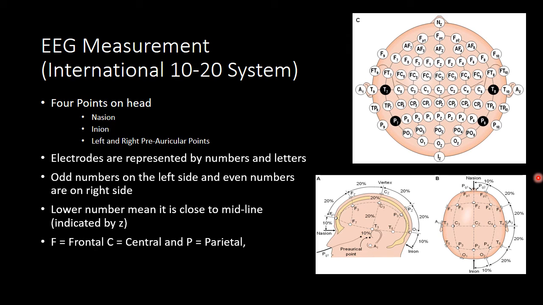In this diagram, the circles containing numbers and letters represent the electrodes. The letters represent the region of the brain, like F for frontal and C for central, and numbers indicate the location. Odd numbers are on the left side of the brain, and even numbers are on the right side. A lower number means it is closer to the central line. The central line is indicated by the letter Z, which means 0.